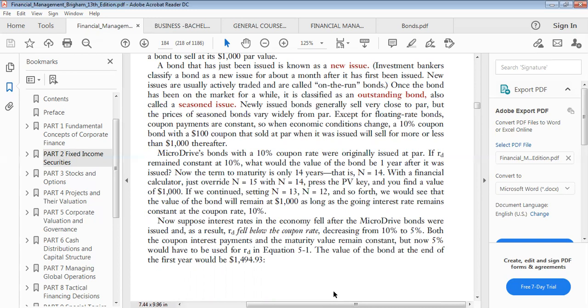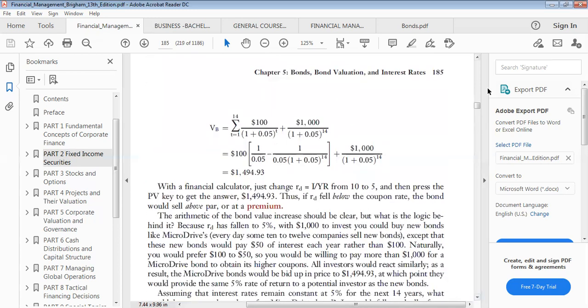Both the coupon interest payments and the maturity value remain constant. But now 5% would have to be used for rd in Equation 5.1. The value of the bond at the end of the first year would be $1,494.93.